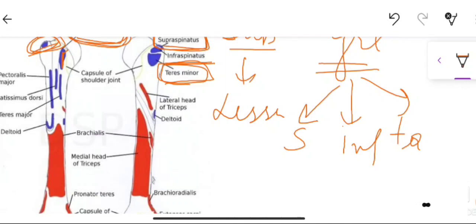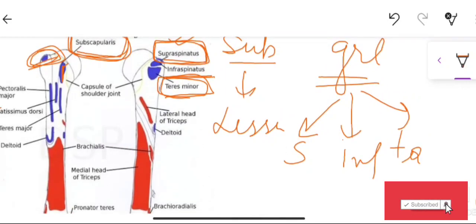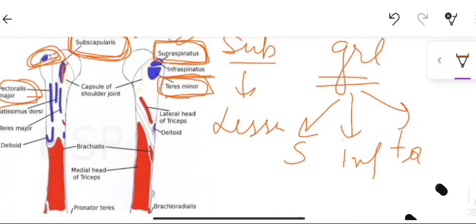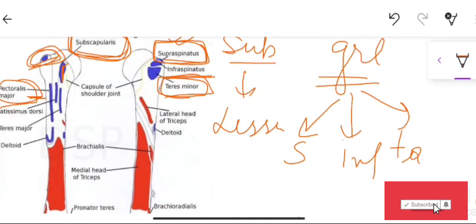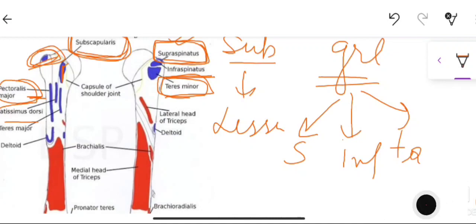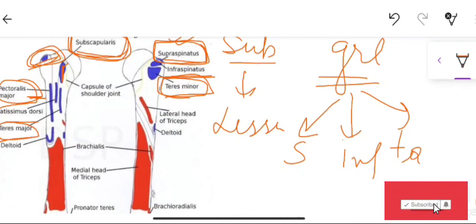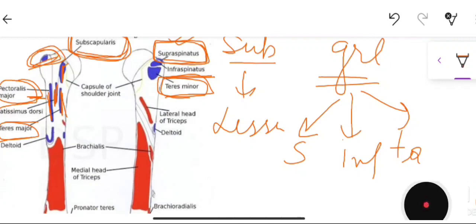We have pectoralis major, which is inserted into the lateral lip of intertubercular sulcus. Then we have latissimus dorsi, which is inserted into the floor of intertubercular sulcus. Then we have teres major, which is inserted into the medial lip. So we got three muscles inserted into the intertubercular sulcus, that is pectoralis major on lateral, then on floor latissimus dorsi, then on the medial teres major.